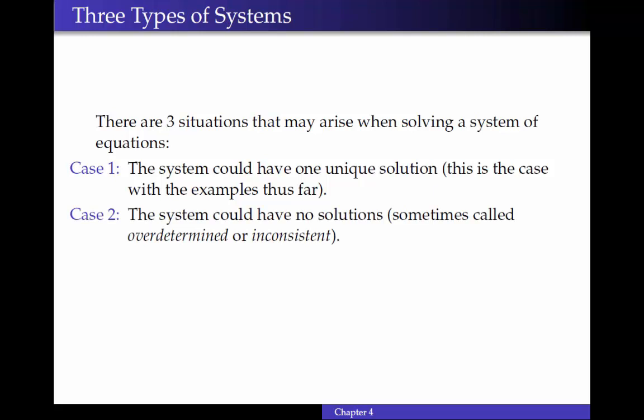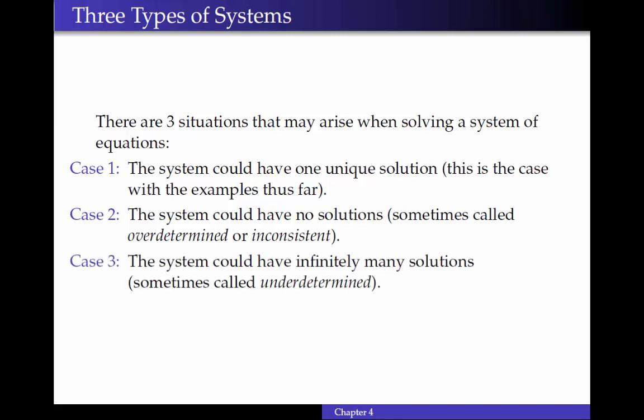This is sometimes called overdetermined or inconsistent. Or the system could have infinitely many solutions. This is sometimes called underdetermined. And so today what we're going to do is go through each of these different cases and talk about how we recognize it and how we form a solution out of it.